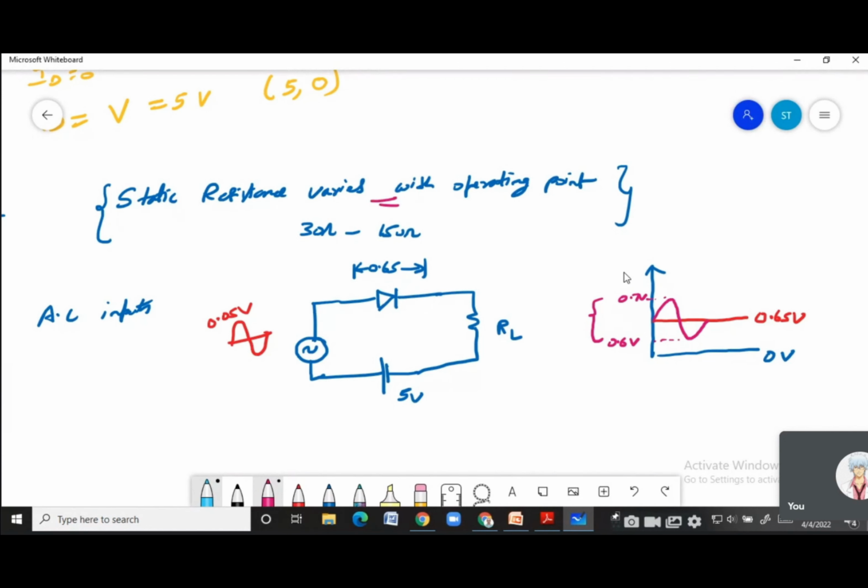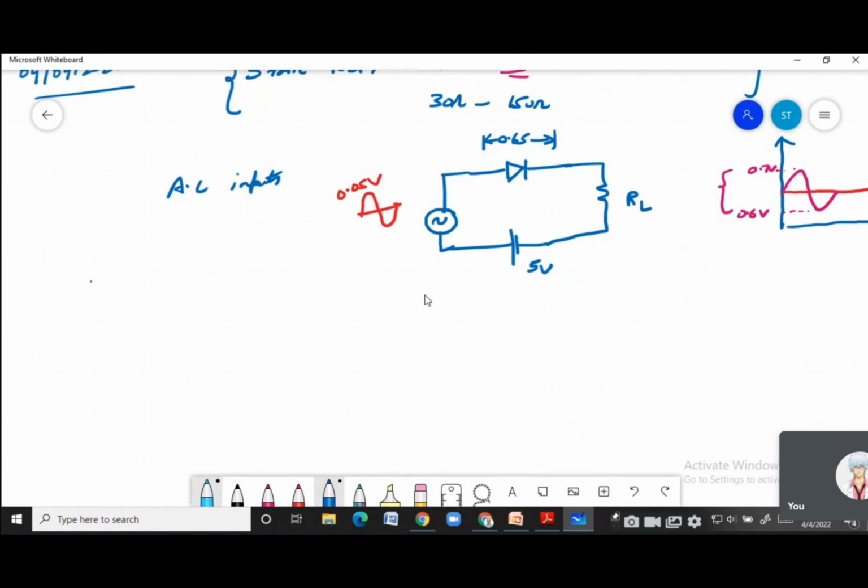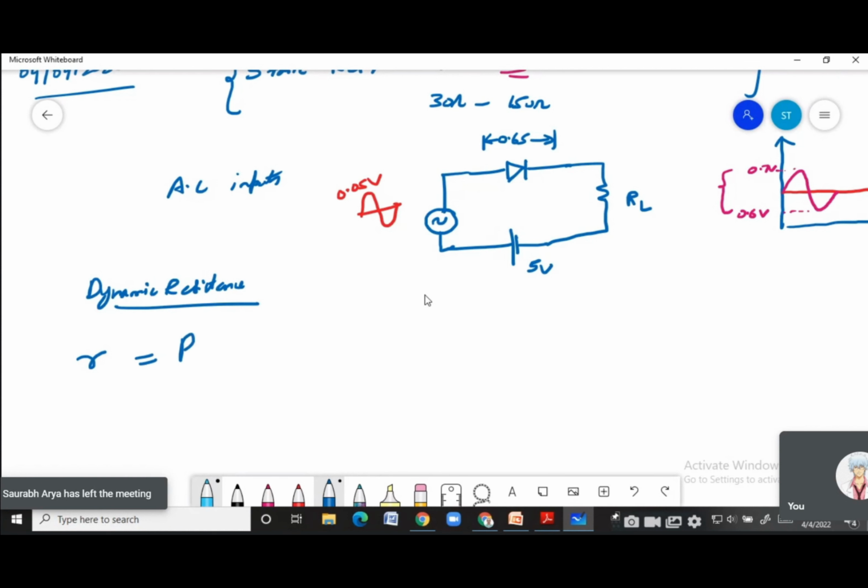So this static resistance will not be a useful parameter, because the resistance of the diode is varying. In that case, you go to another resistance, which is called the dynamic resistance of the diode, a more useful parameter as compared to the static resistance. Dynamic resistance is represented by small r, or also by capital R with a subscript F, known as the forward resistance.